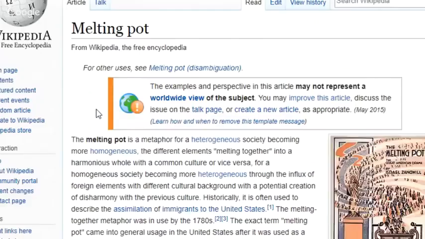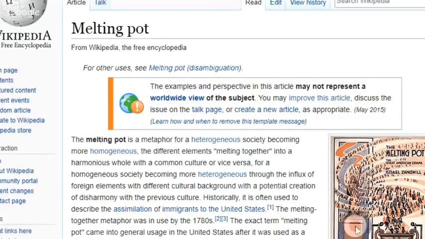Melting pot. Let's see. The melting pot is a metaphor for a heterogeneous society becoming more homogeneous. So, in other words, heterogeneous, the word hetero means other, and geneous is where you get the word gene. So, this is a society that has people of different races becoming homogeneous or one nation. The different elements melting together into a harmonious whole with a common culture, or vice versa for a homogeneous society becoming more heterogeneous. So pretty much the Lord doesn't want this.